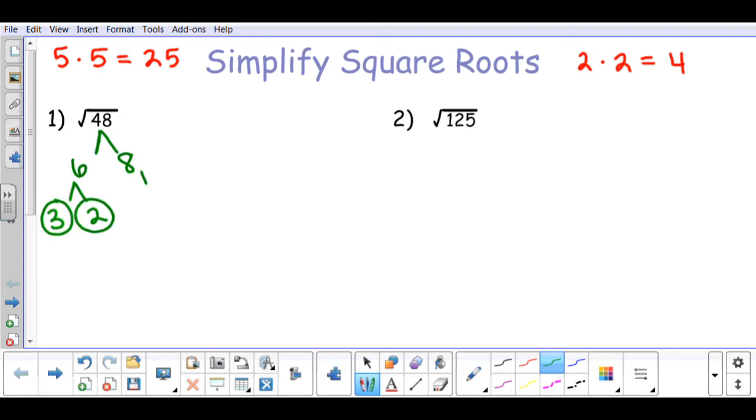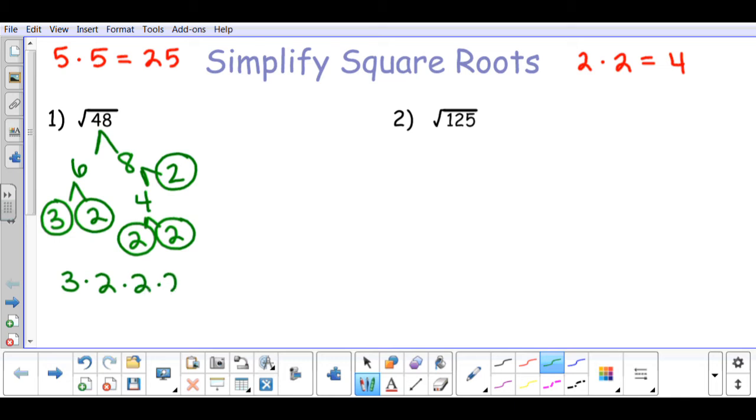8 will break down into 4 and 2. 2 will get circled because it doesn't go any further, and 4 will break down into 2 and 2. Now I've broken down all of my numbers, so all of my ends are circled. Now I just want to think about the numbers 3, 2, 2, 2, and 2. Those are all the numbers I had circled at the bottom.